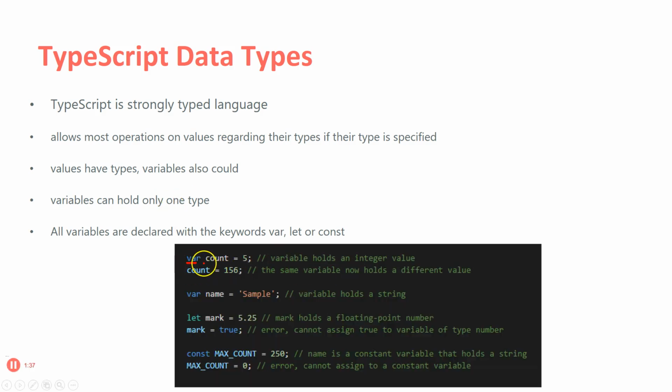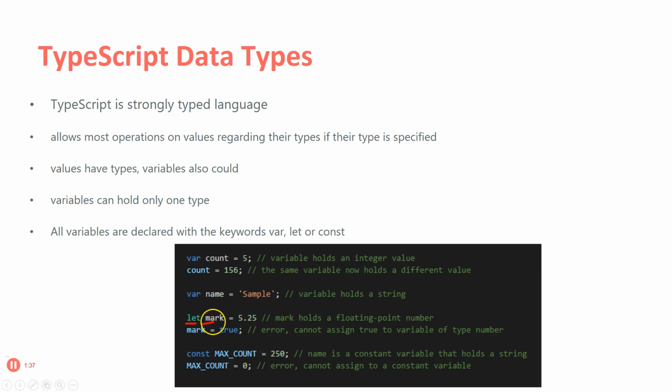So here we have var count equals 5. So the variable is holding an integer number. Then for count, I can say that it's equal to 156. The same variable is holding a different value. Then I can say var name equals sample. In that case, we're holding a string.